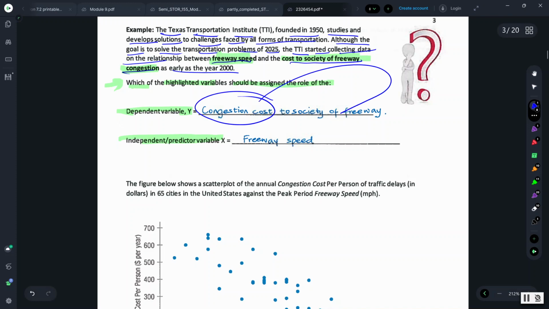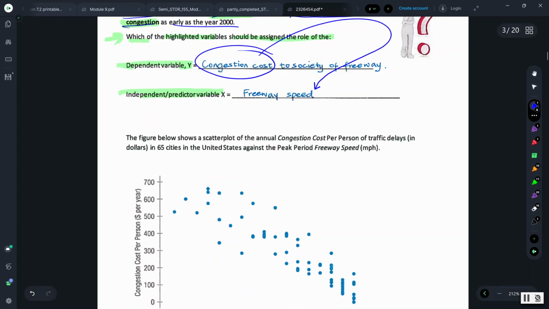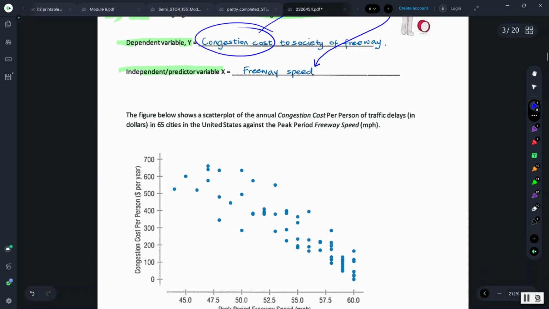This will depend on how fast the freeway is moving. If you're caught in traffic, you lose more. If you're not caught in traffic, you're able to get to work and start making your money. And so, to give a reasonable illustration of if this relationship exists, the data that's been collected since 2000 was plotted in a scatter plot.